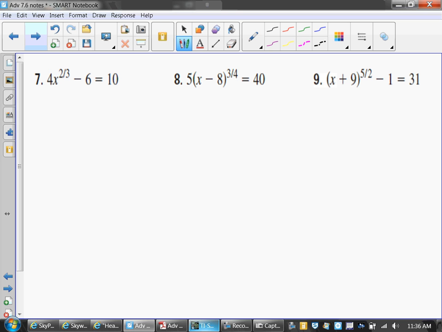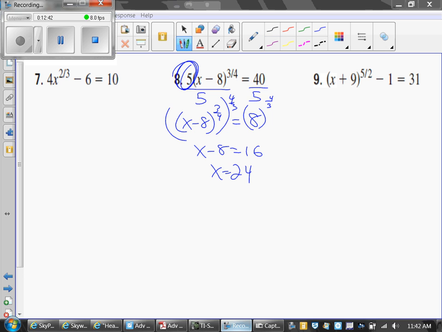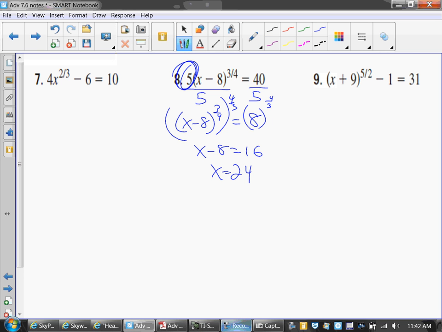Let me pause this real quick. All right, let's check. What's the first thing you did on number 7? Add 16. Good. So you have 4x to the 2/3. Divide out by the 4. x to the 2/3 is 4.